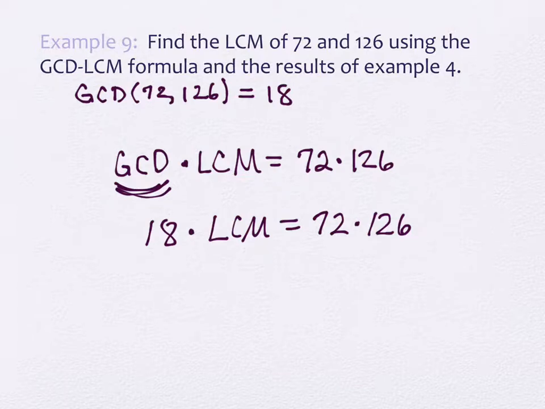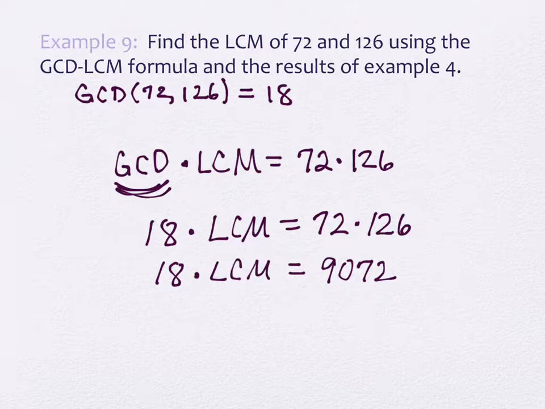Let's find that quantity first. Rebecca, I see you have a calculator out. Would you find that for us? 72 times 126? 9072, like that. Okay. And now I have 18 times the LCM, and Catherine told me the next thing I should do is divide by 18. Does that make sense to everybody?